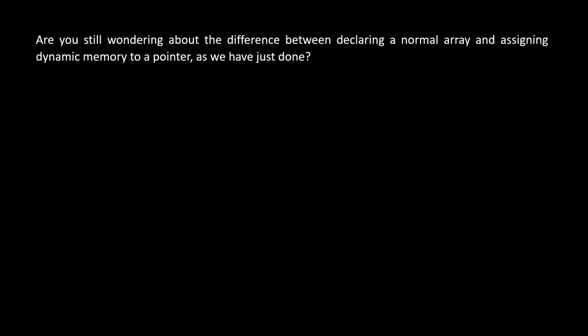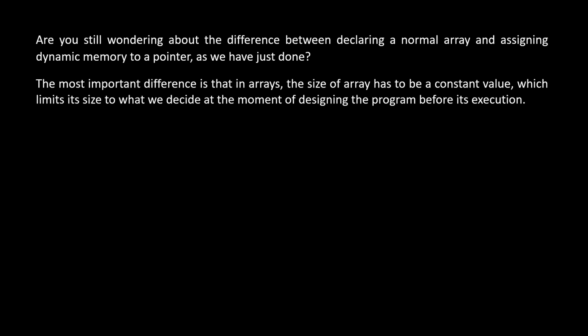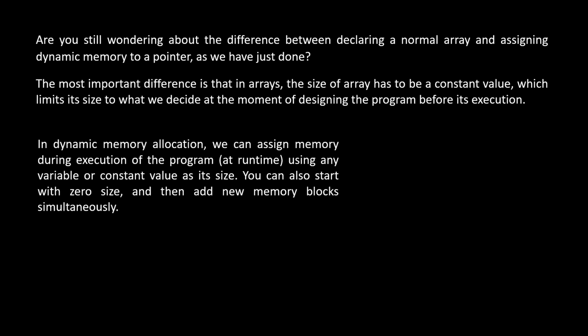Are you still wondering about the difference between declaring a normal array and assigning dynamic memory to a pointer, as we have just done? The most important difference is that, in arrays, the size of array has to be a constant value, which limits its size to what we decide at the moment of designing the program, before its execution. In dynamic memory allocation, we can assign memory during execution of the program, that is, at runtime, using any variable or constant value, as its size. You can also start with 0 size, and then add new memory blocks simultaneously.